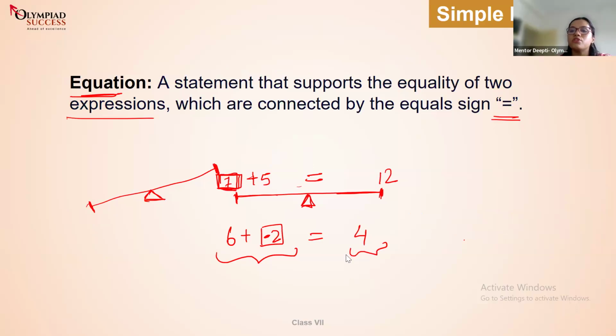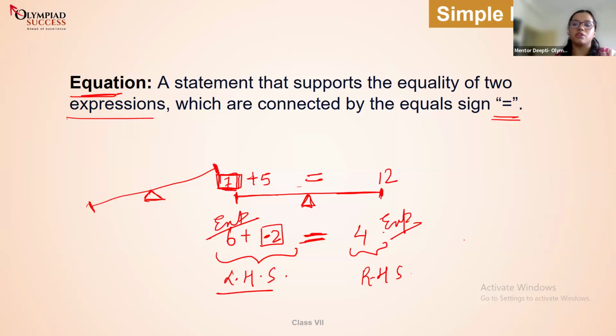So now you know the basic meaning of an equation. An equation will have a left hand side and a right hand side, and these two sides have some expression. There will be one expression at the left hand side and another expression at the right hand side, and both the expressions should be equal to each other, and that will form an equation.